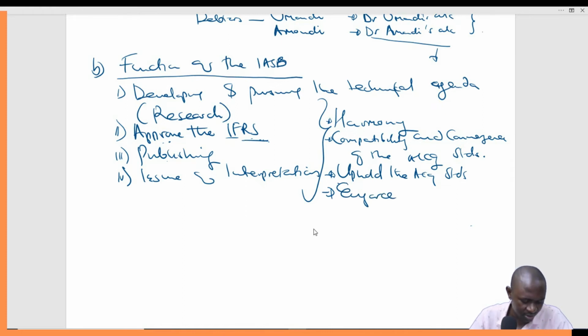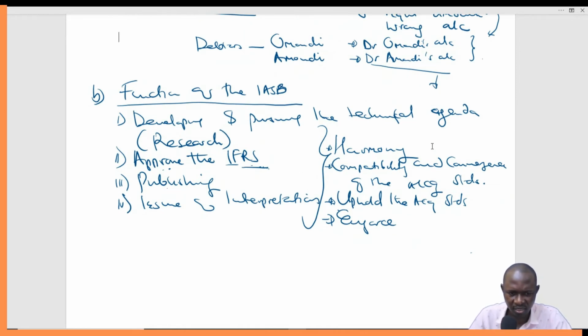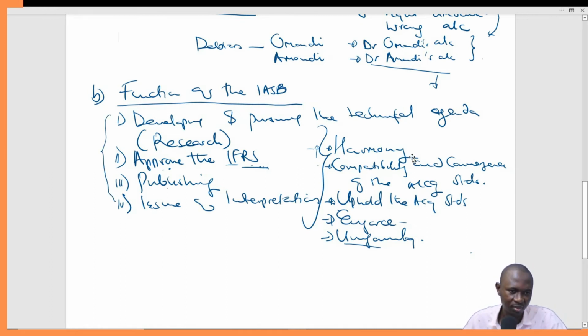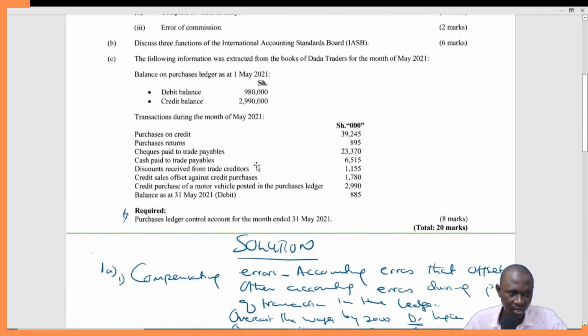And we can also talk of harmony, basically uniformity. Uniformity, I think, will come under harmony. So these are the key functions of the IASB: to ensure harmonious application of the accounting standards throughout the various states that apply this IFRS, and to uphold accounting standards. That means keep on developing the IFRS and ensure that they conform to the changes, enforce the standards that have been set, and ensure uniformity in application. But their day-to-day duties are developing, approving, publishing, and issuance of interpretations. So this will give you the 6 marks that are required here.